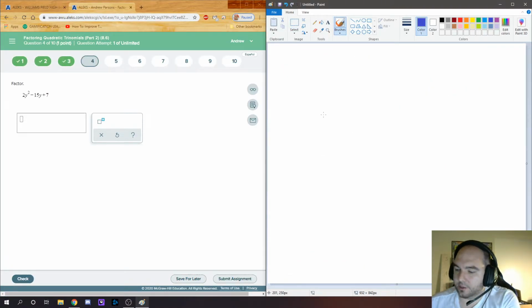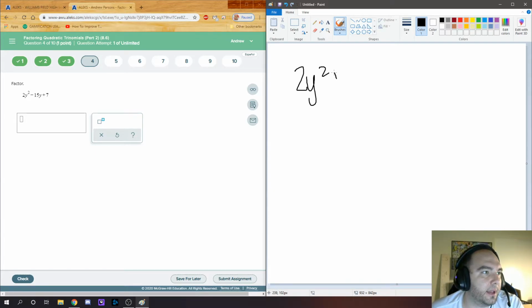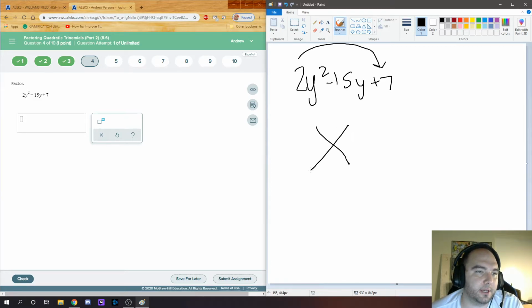All right, let's go for some more. So we got 2y squared minus 15y plus 7. Oops, let me make it black again. I was color coding just to show my two different methods. Okay, so I do outers. No matter what method you choose, you got to use this. You got to do 14 over negative 15. And the things that multiply to make 14, but add up to negative 15 are negative 14 times negative 1.